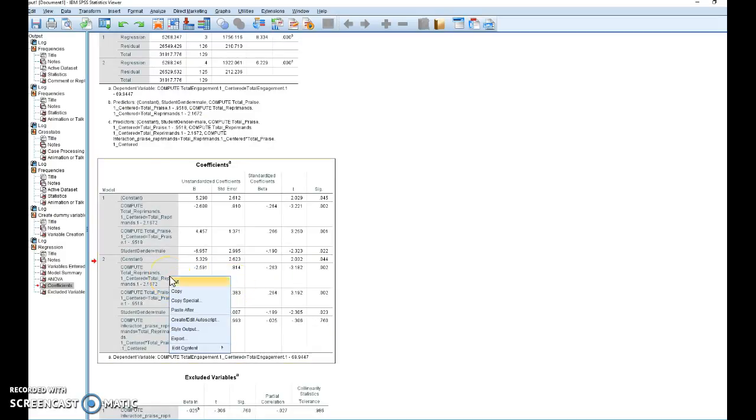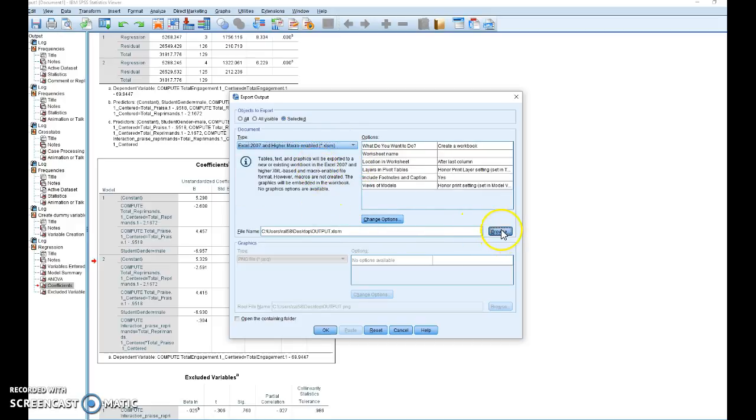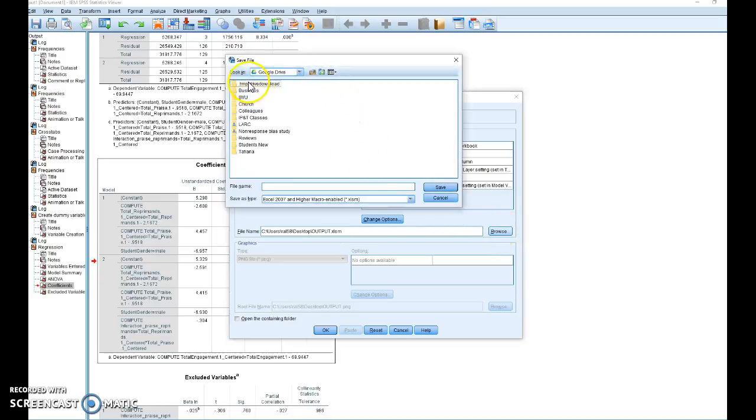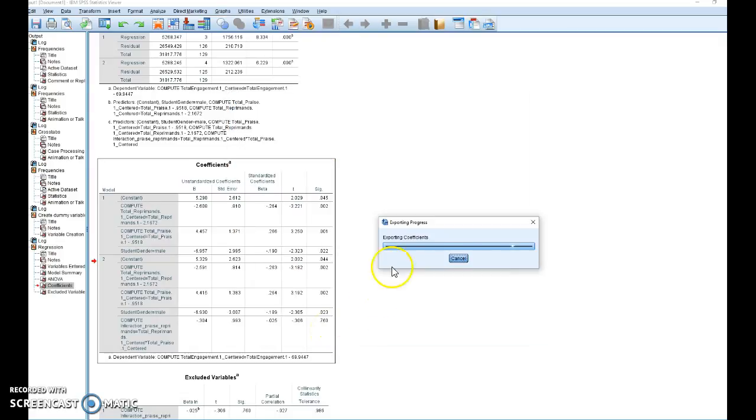So right-click, export, Excel. Make sure you find a place to put it. It's going to be praise, reprimand, interaction. Can't paste it, so I just have to click OK and open the containing folder. It exports.